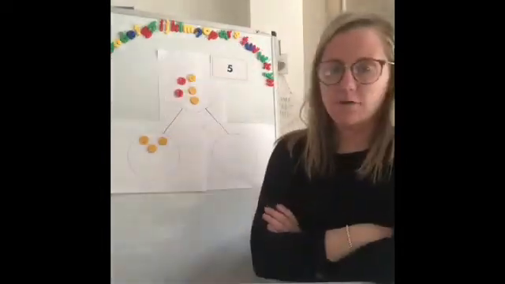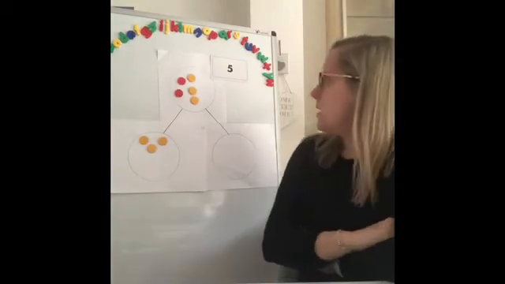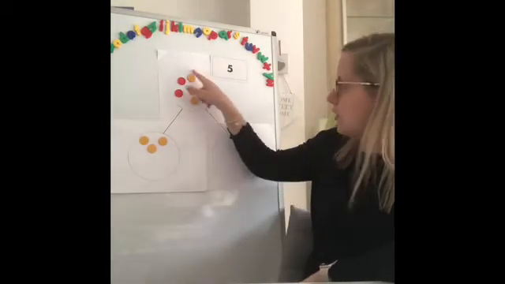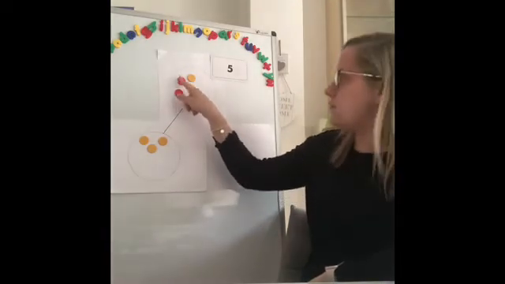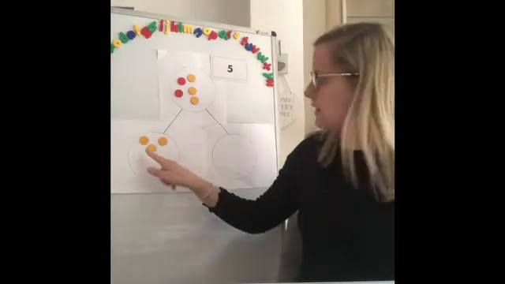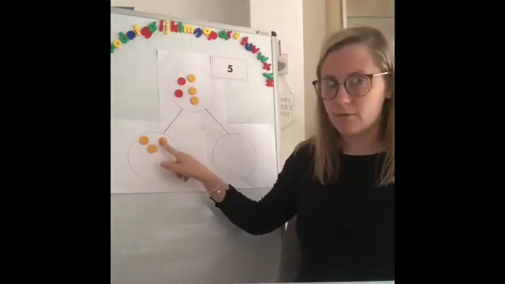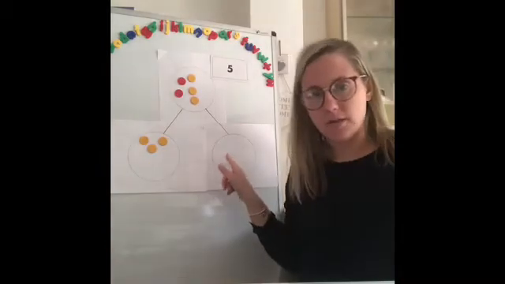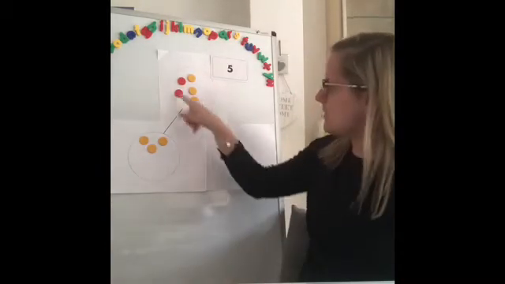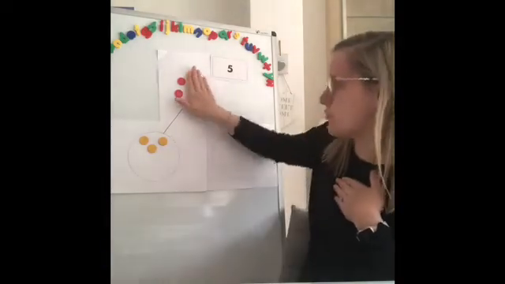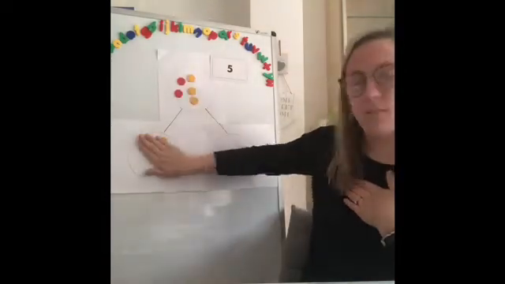Okay, so I've got my part whole model back again. This time I've got the whole part. So I know that the total is 5. 1, 2, 3, 4, 5. In one part, I've got 1, 2, 3 counters. And what I need to do this time is find out what the other part is. Okay? Now when I look at this, I think it's quite easy to see that I've got 3 yellow counters there that make this part.